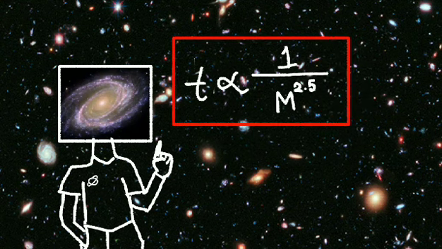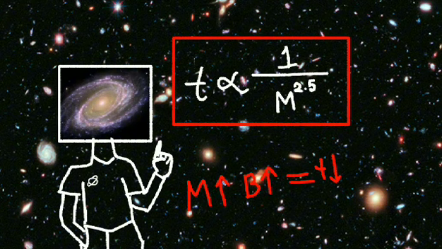Now, when scientists want to measure a star's age, they first look at its mass, because the more mass the star has, the more it will burn and the quicker it will die. We can look at this relation from this equation below, where T is proportional to 1 over M to the power 2.5. The more mass, the more burn, and the lifespan decreases.